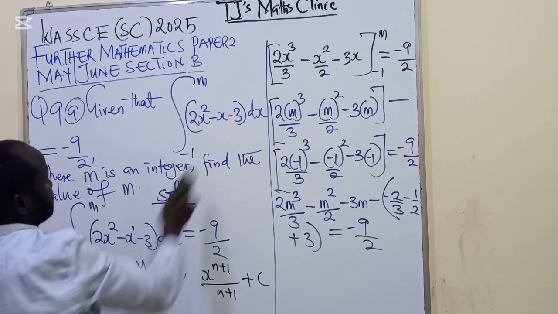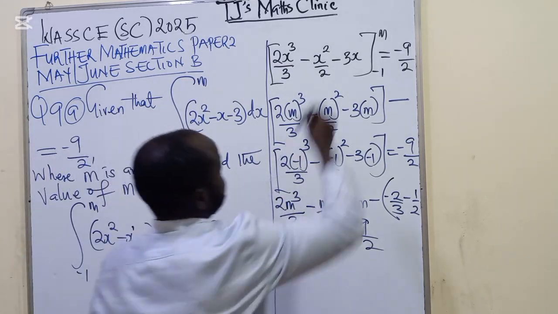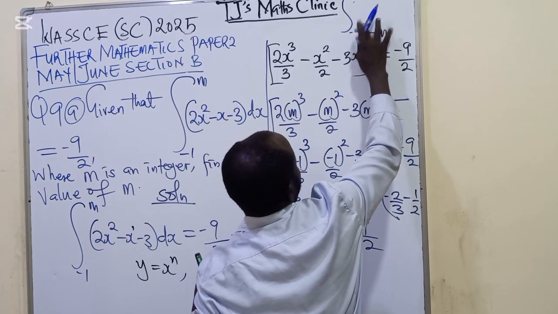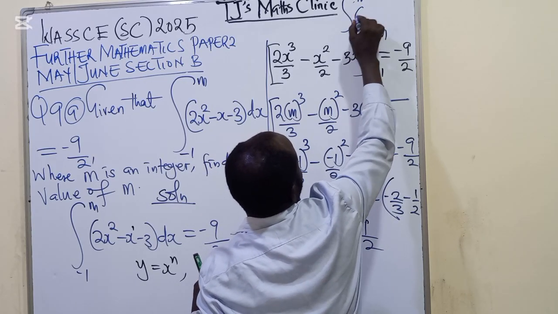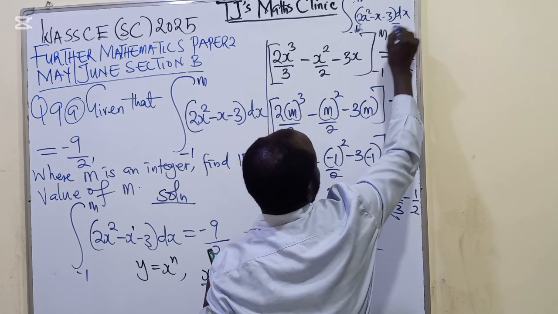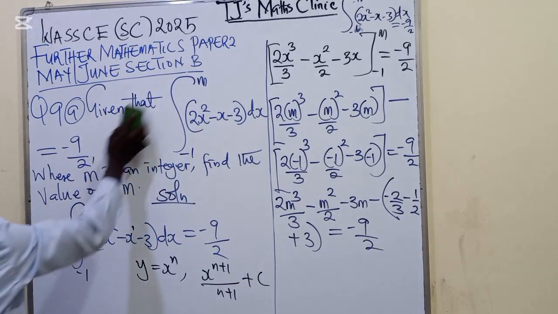Let me remove the question. Then I'll bring it in. Or let me write the question here as the integral from minus 1 to m of 2x squared minus x minus 3 dx equals minus 9 by 2. Let me just write it up here so that we can have space.